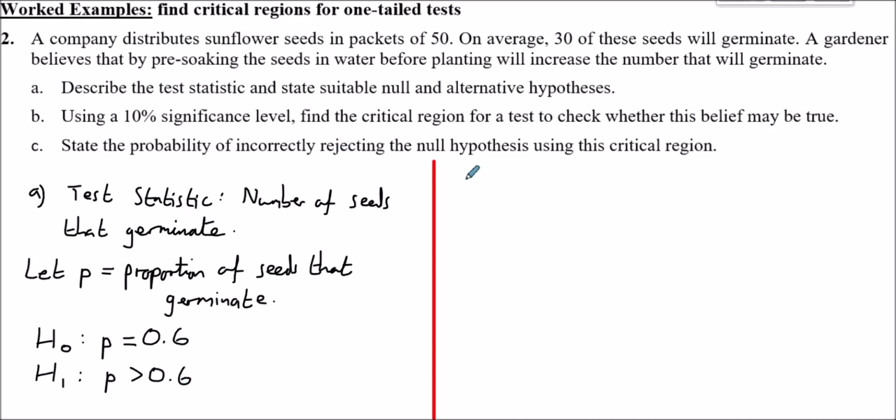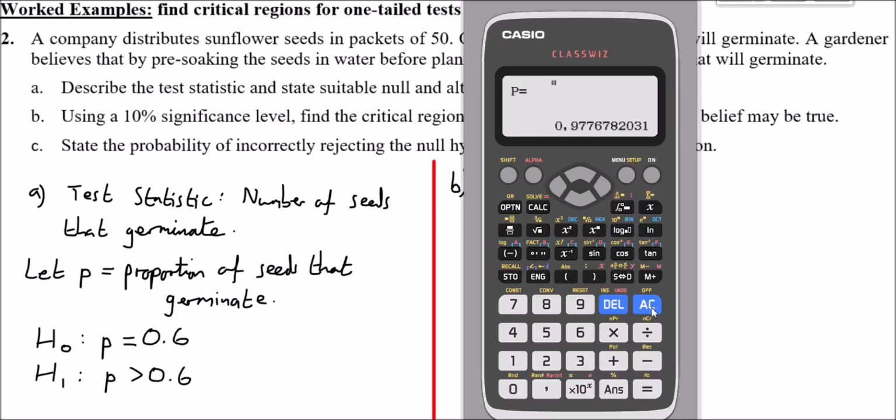Part B, we're going to use a 10% level of significance to find the critical region for a test to check whether this belief may be true. They come in packets of 50, so 50 seeds is enough to give us a good sample size. And again, we're looking for a 10% significance level. So by trial and error, we're going to hunt for a number which gives us a probability of around the 0.90 mark. Make sure you're on binomial CD.